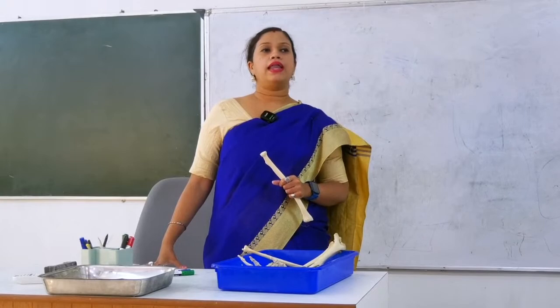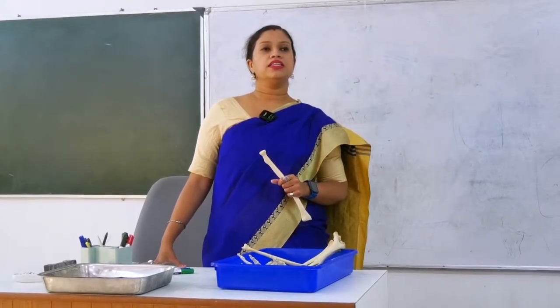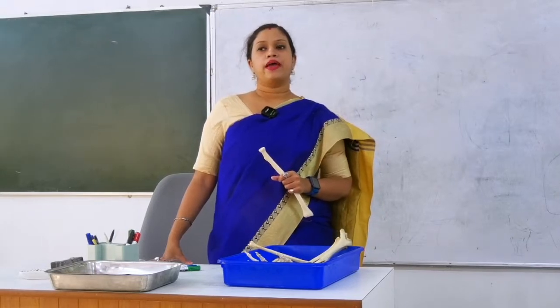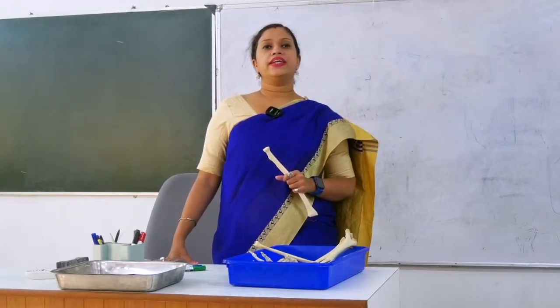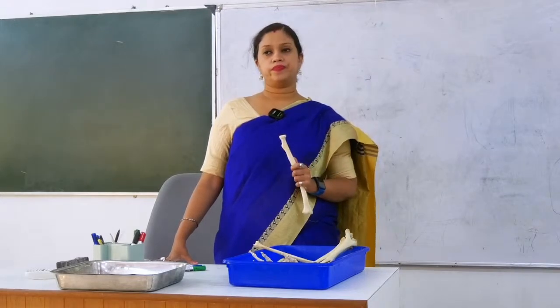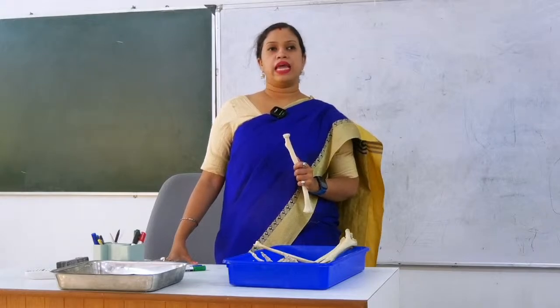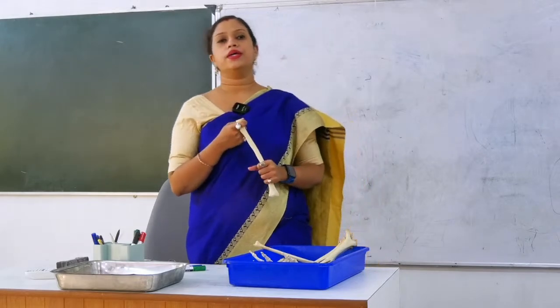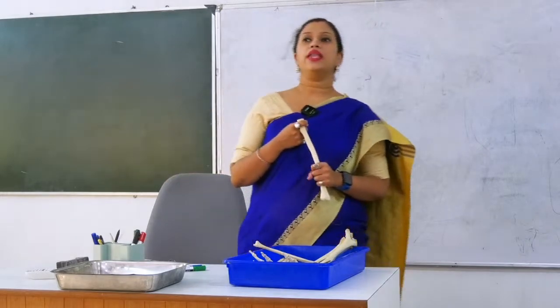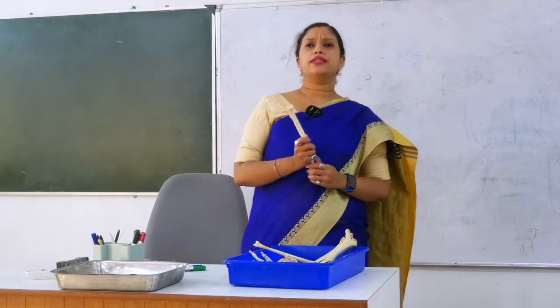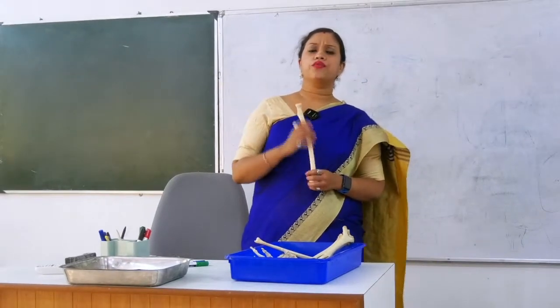Okay, and in the margin, there is the capsular ligament and the radial collateral ligament. And at the neck of the radius, there is the attachment of the annular ligament. So already I told you what is subluxation or dislocation of the head of the radius.